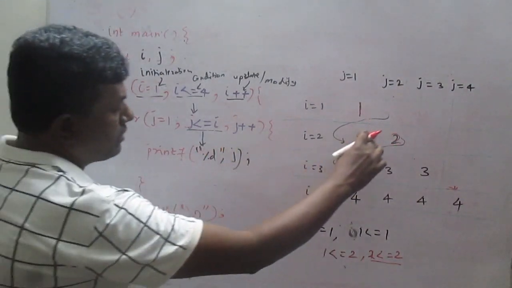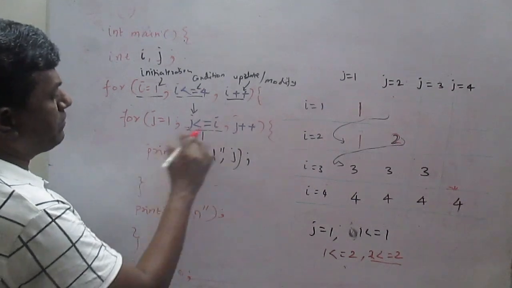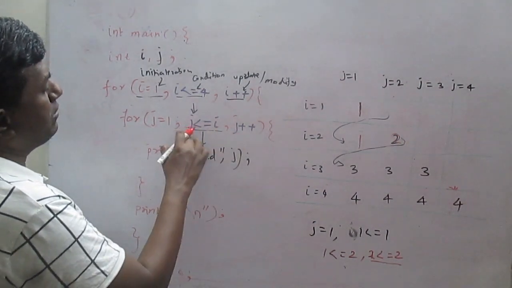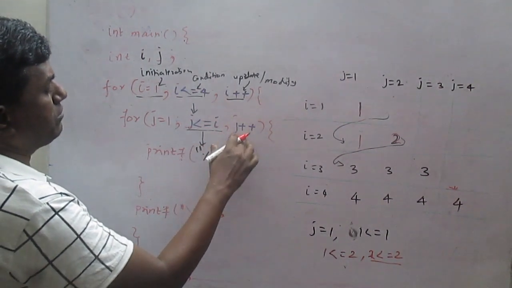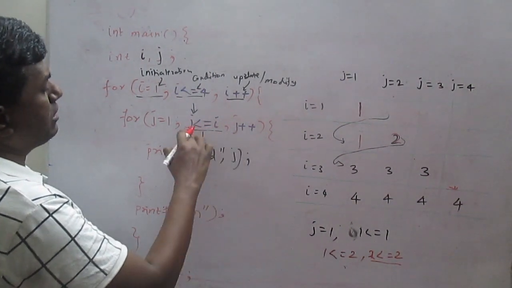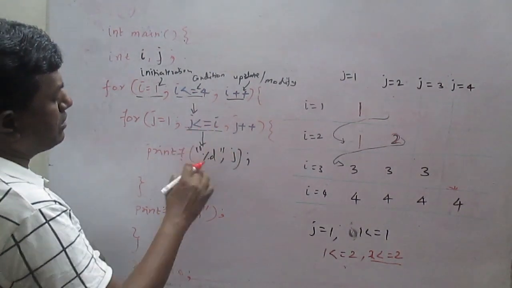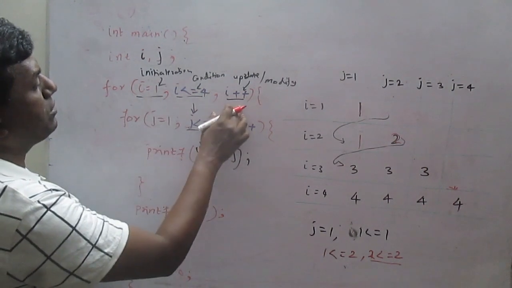Then again we go back and do the increment, and now j is incremented to 3, previously 2. 3 less than or equal to 2, no, the condition fails. So we come out of this loop and go back to the first loop.